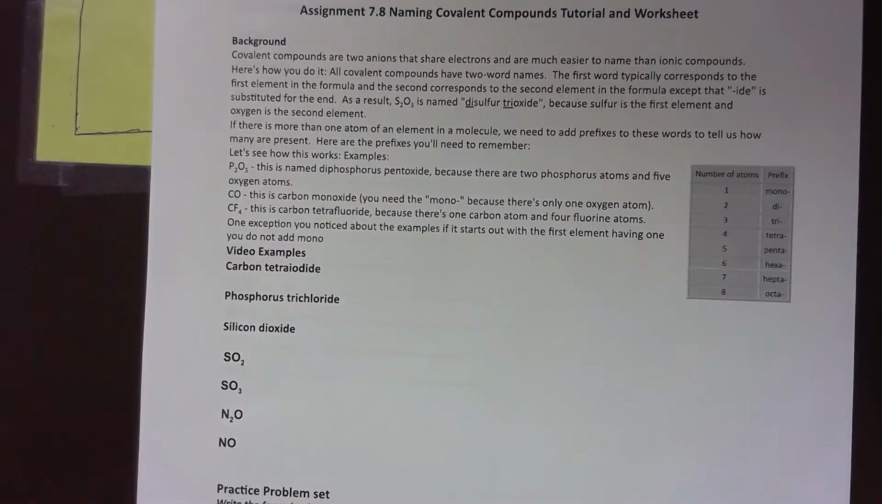The only time that there is a special no prefix is when the first element has 1. We do not say mono on the first element. We do say mono on the second element, but we do not say mono on the first element. For instance, carbon monoxide, you do not put monocarbon monoxide. It is just carbon, meaning that there's only one, and monoxide.